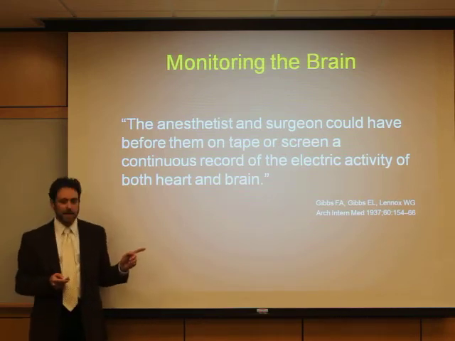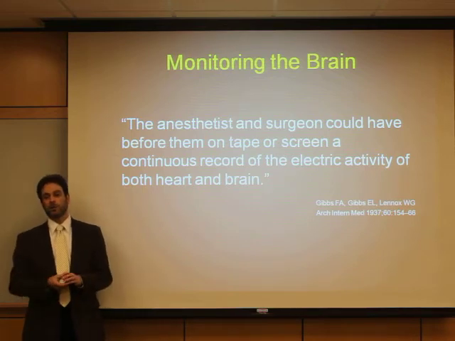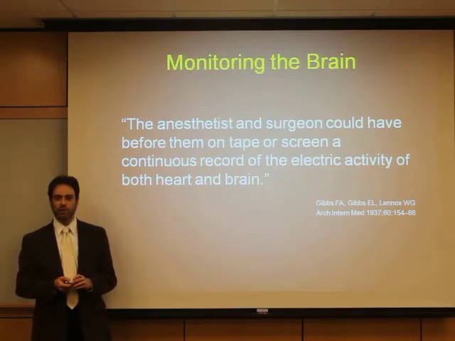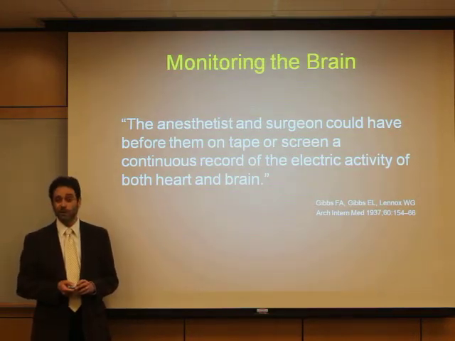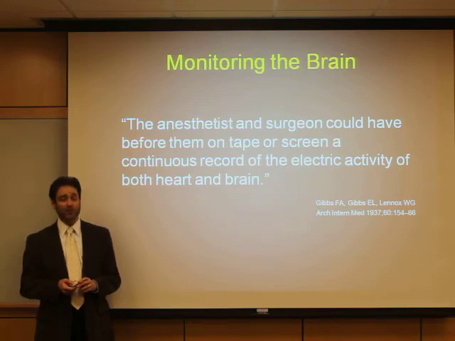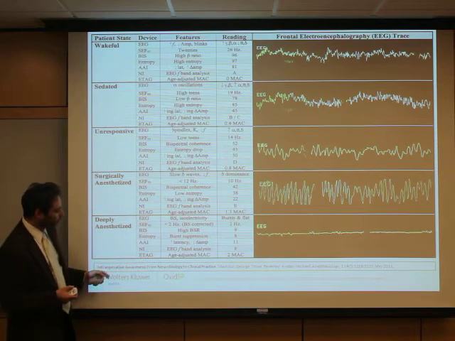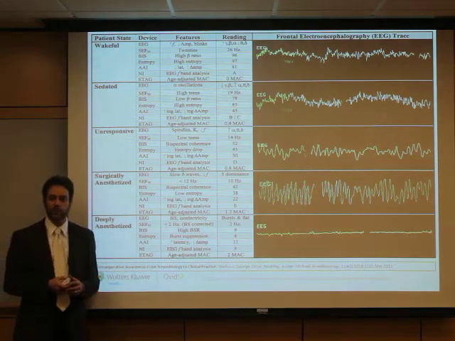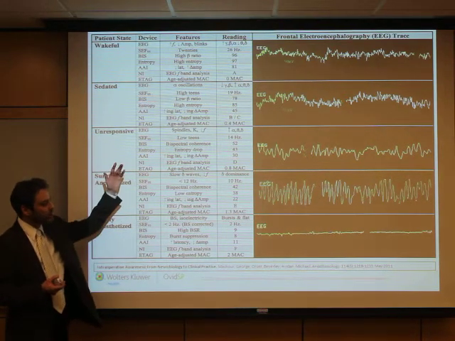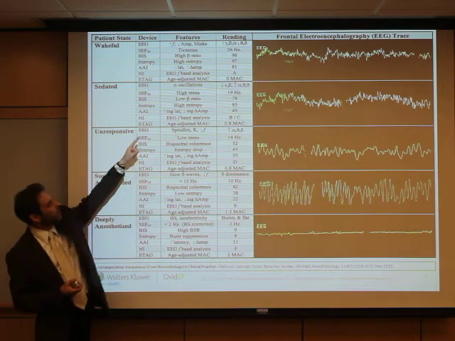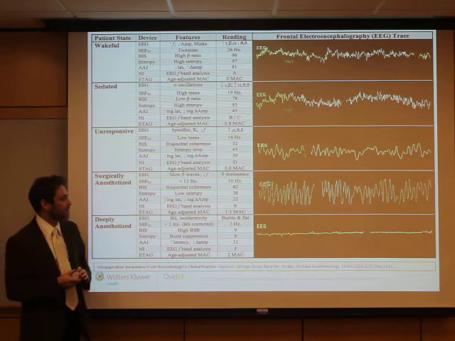As far back as 1937, Gibbs and Lennox recommended that every patient should have monitoring of the heart and the brain during surgery. Sadly, we were delinquent in relation to monitoring the brain, although we were very efficient in relation to monitoring the heart. This is a slide from our review article on intraoperative awareness, and it shows examples of changes in a single channel EEG going from a wakeful state all the way through very deep anesthesia.